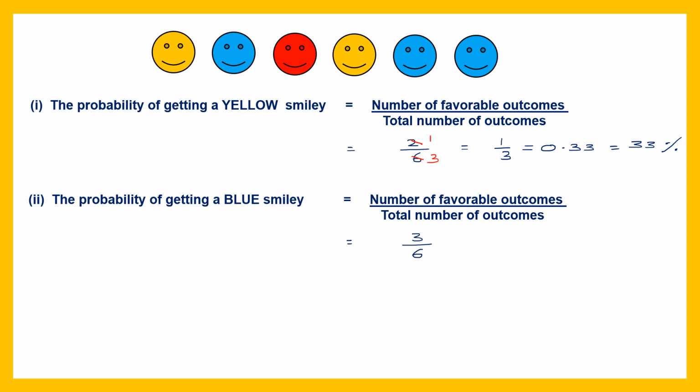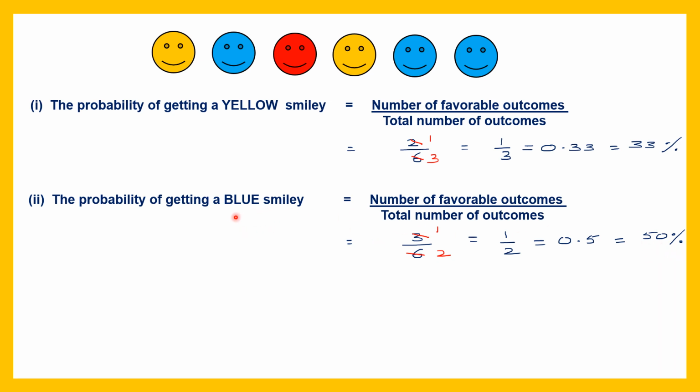Now I can reduce this to the lowest term. 3 ones are 3, 3 twos are 6. So what is my answer? 1 by 2. 1 by 2 is half. So now if I convert this to a decimal number, it becomes 0.5. And if I have to make this a percent, that is 0.5 into 100 is 50%. So what are my chances of getting a blue smiley? It's 50%. I can get or I might not get.